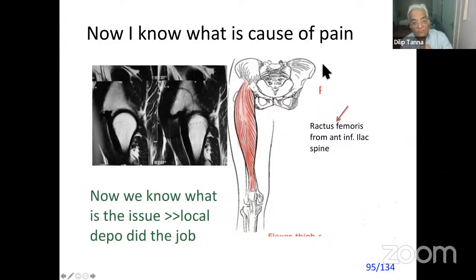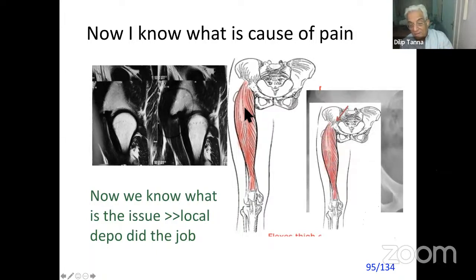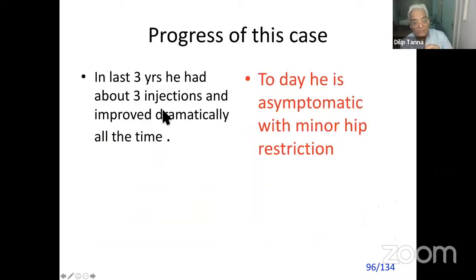Now I know what is the cause of pain. Here is the area, rectus femoris, from the anterior inferior iliac spine. Now we know what the issue is. A local depot did the job. At the local spot, I injected Depo-Medrol with xylocaine, and immediately the pain went away. That is the spot I injected. So progress of this case, in the last 3 years, he had about 3 injections and improved dramatically all the time. Today, he is asymptomatic with minor hip restriction.